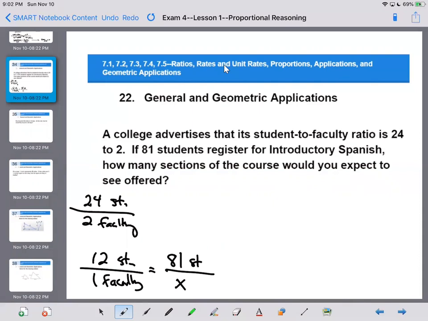Well, if you take 81 and divide it by 12, you're going to get 6 3/4. Well, 1 faculty multiplied by 6 3/4 is going to be 6 3/4 faculty. So we know we're going to have at least 6 faculty members to be able to do that.